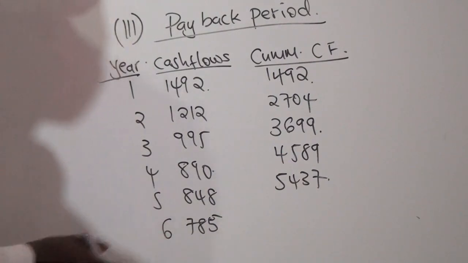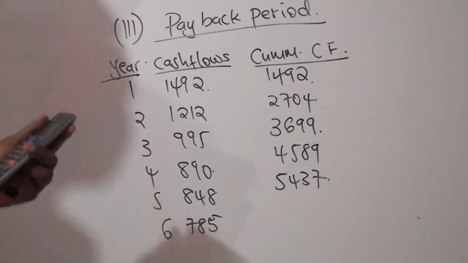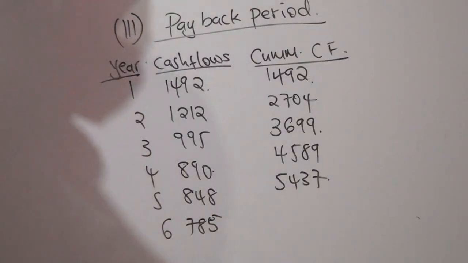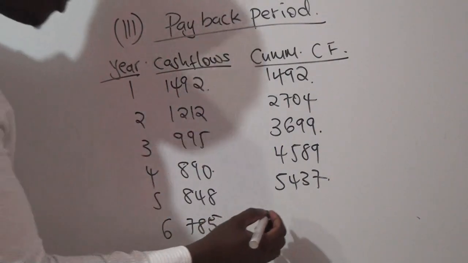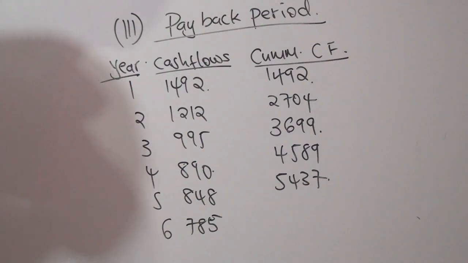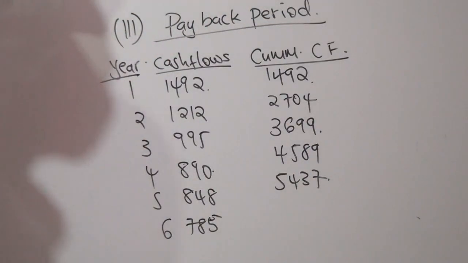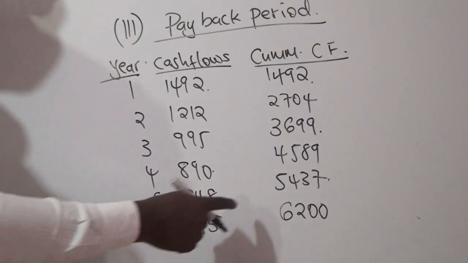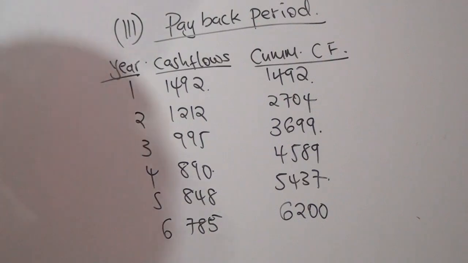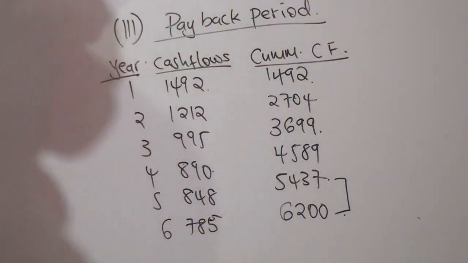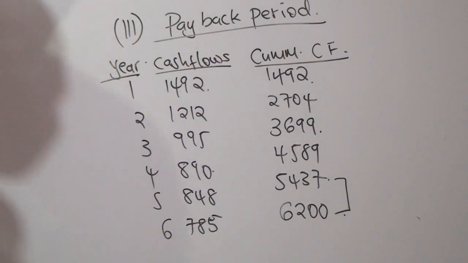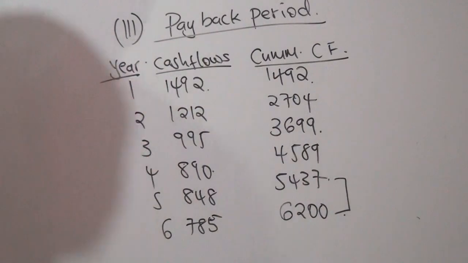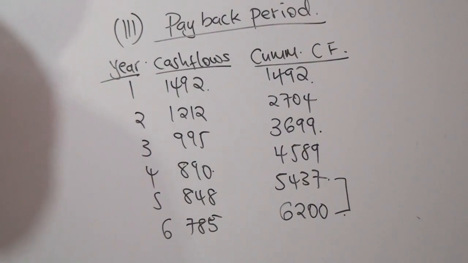6222. So this tells us that in year six, we shall have an excess of 6222. We only require 6200, right? So in this case, we don't need extra. We only want to determine the period which it will take for us to recover our 6200. When you take 5437 plus the total of 785, it will amount to 6222, and that is excess. So here we determine how much is remaining in year five that we need to recover in year six. So it will be 6200 minus 5437, which is 763.